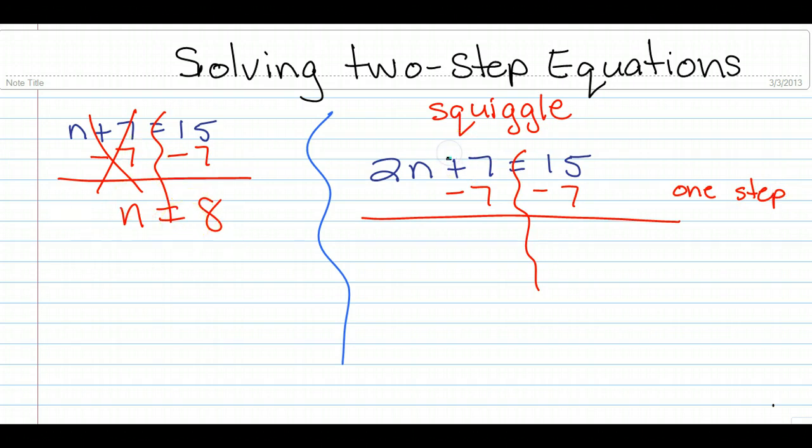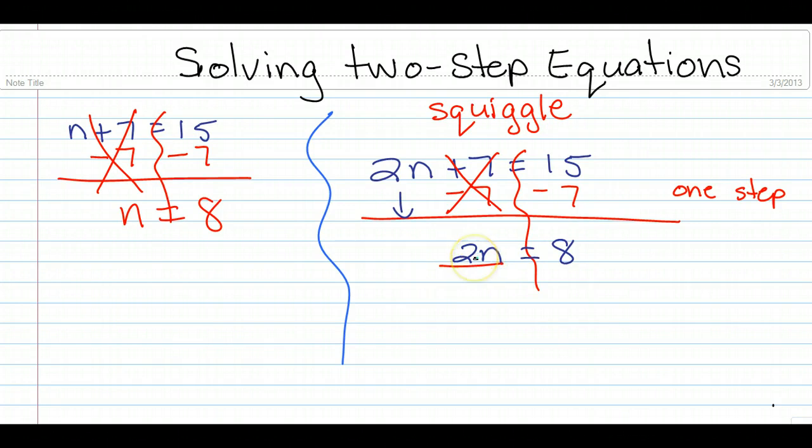Okay, so this part goes away. The 2n comes down. Okay, we put our equal sign, and then we do the operation: 15 minus 7 equals 8. Now we're not done because we have not isolated the variable. We did not get the variable all by itself, which is what we want to do. So we have to do another step. And to do that, we have to isolate the variable. We got to get the n by itself.